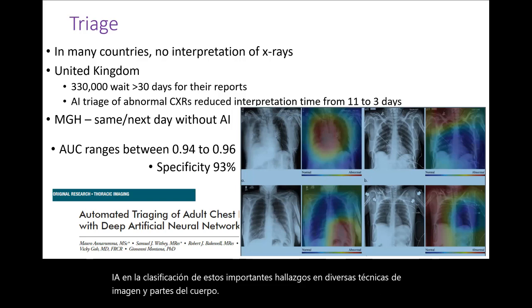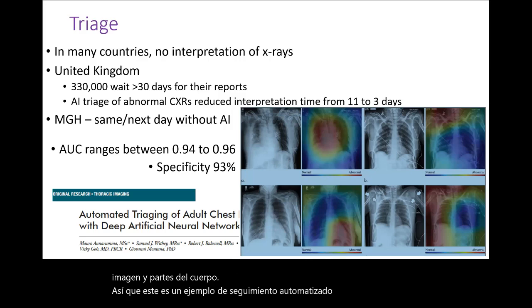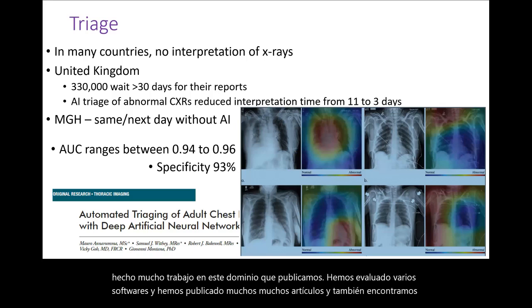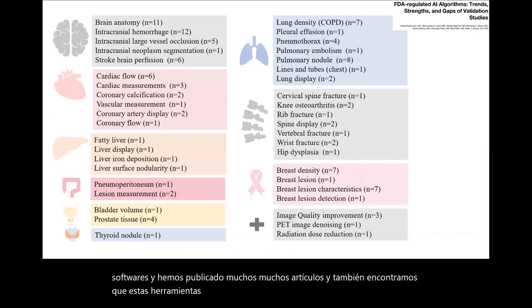So this is an example of automated triaging of adult chest X-ray using a deep artificial neural network. And Manu has done a lot of work in this domain. We have evaluated various software and published many papers, and we also found that these tools can be helpful in triaging these patients.